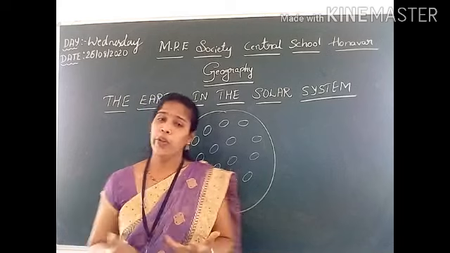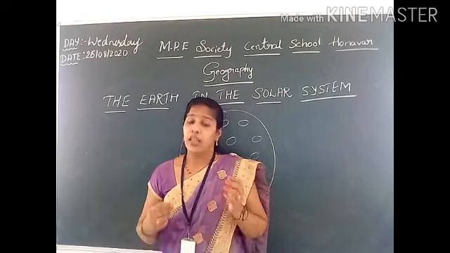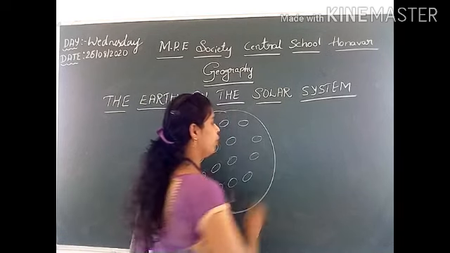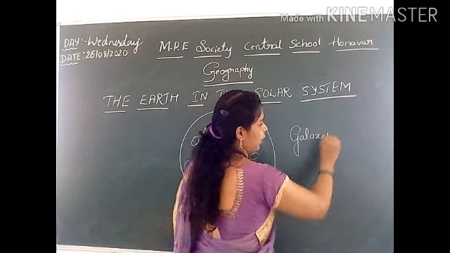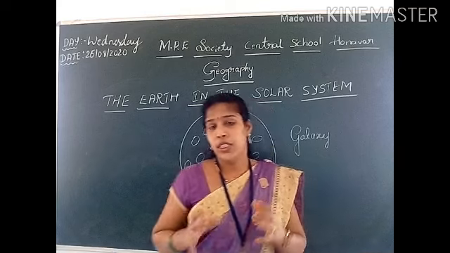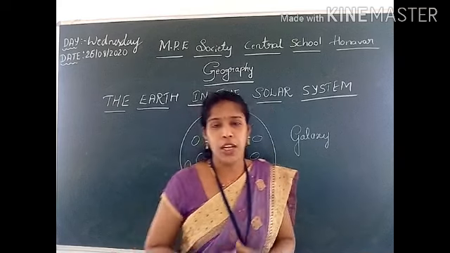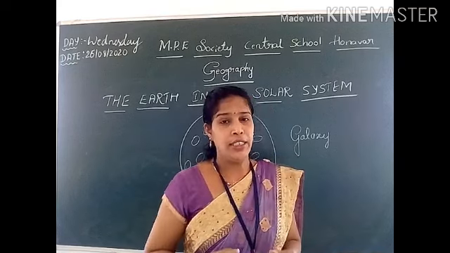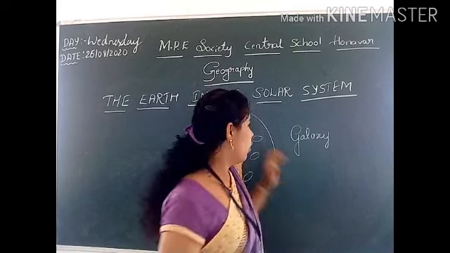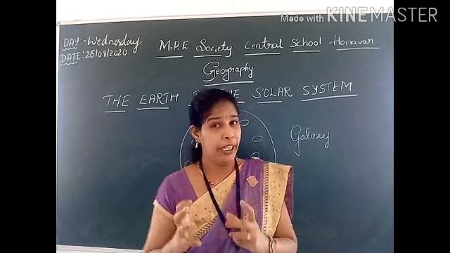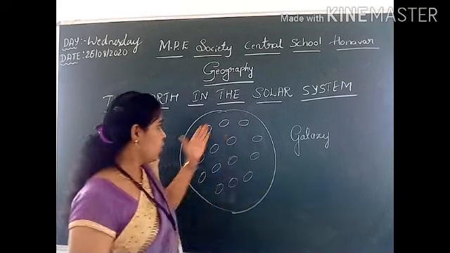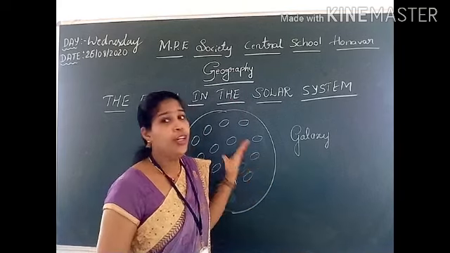So then, what do you mean by galaxy? A huge system of billions of stars and clouds of dust and gases. It's called a galaxy. So millions of galaxies make the universe. Billions of galaxies make the universe.